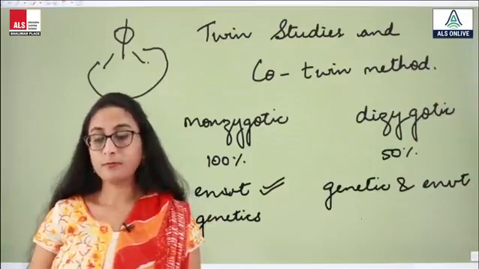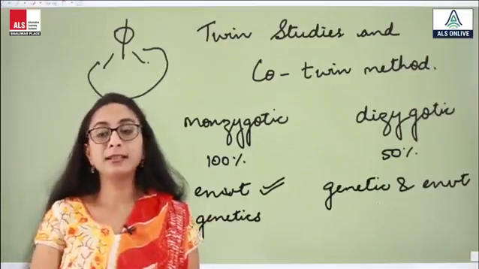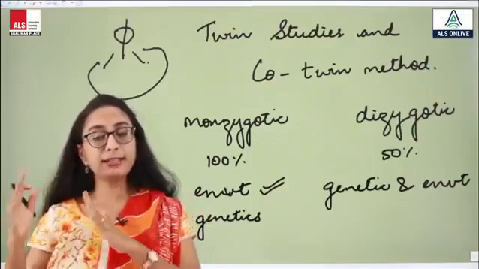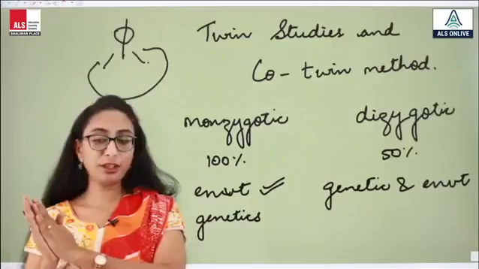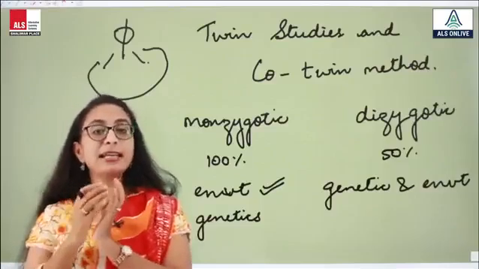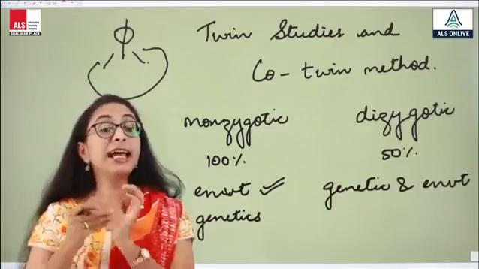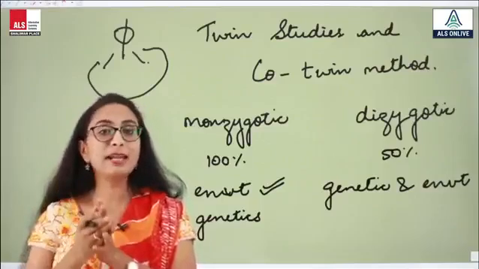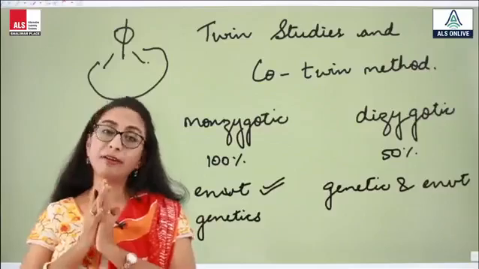Okay, did you understand this? So in monozygotic twins, they share 100% of their DNA, and dizygotic twins, they share only 50% of their DNA. So when there is a similarity in the monozygotic twins, we say it is because of the genetics. When there is a dissimilarity, we say it might be because of the environmental factors.